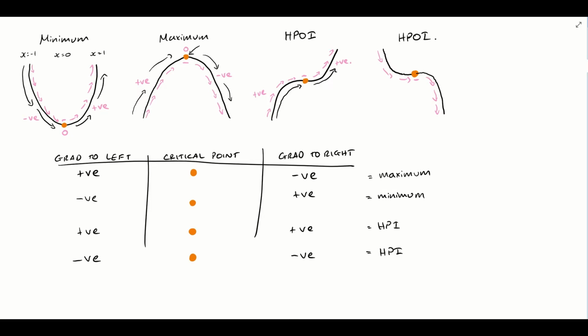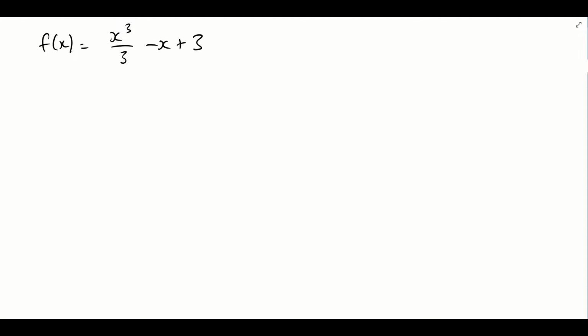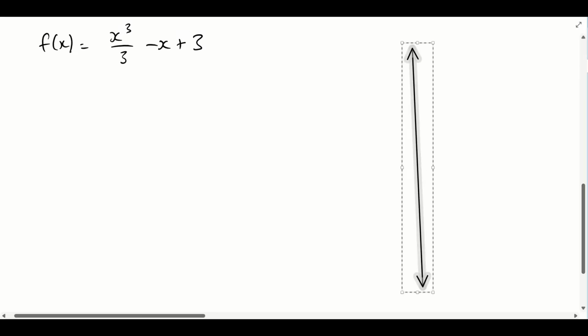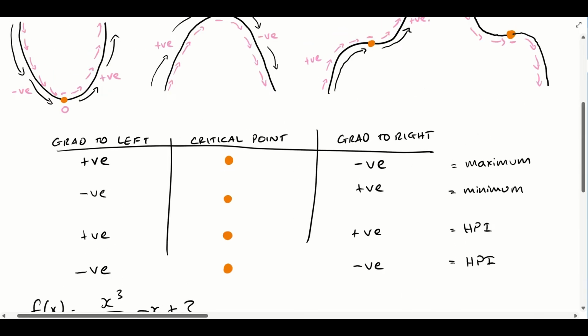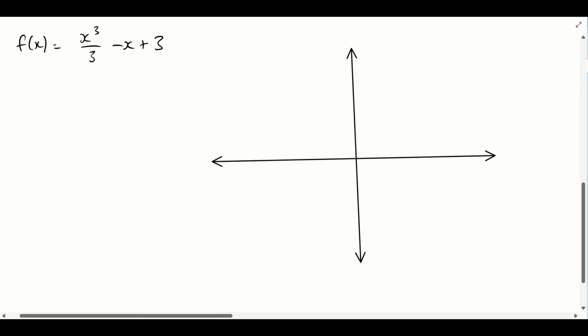So we can use this table to find out, when we find our critical point, what type of critical point it is. So for example, we'll come down here, and I'm going to plot the function f of x is equal to x cubed on top of 3, take x plus 3, okay? And we'll plot that on a Cartesian plane over here. So make this our xy Cartesian plane, like so.